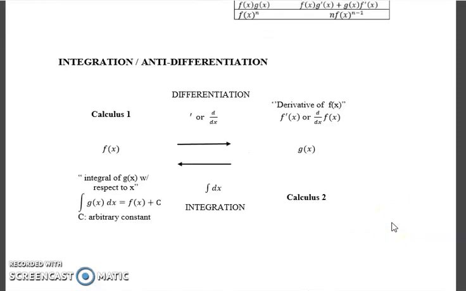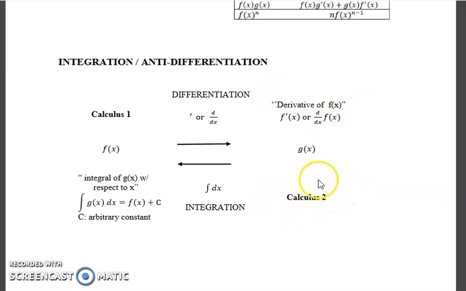So what is integration or anti-differentiation? In Calculus 1, given a function f, we are asked to find its derivative. So the operation that is performed is either prime or d over dx. If the resulting function is g of x, then it is denoted by f prime of x or d over dx of f of x. And such function is called the derivative of f of x.